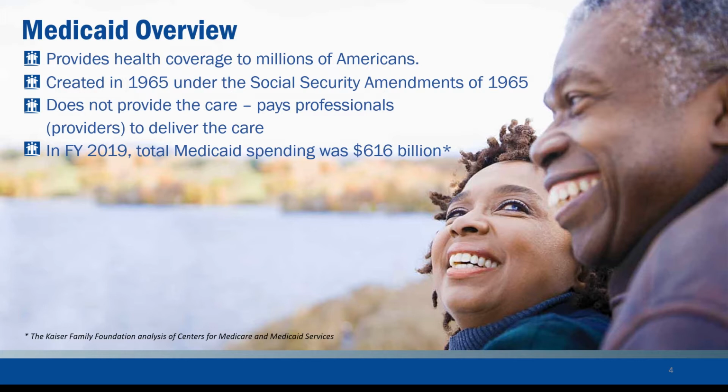Although the federal government establishes certain parameters for all states to follow, each state administers their Medicaid program differently, resulting in variations in Medicaid coverage across the country. One thing to note is that Medicaid does not provide the care. Instead, it pays professionals, in this case providers, to deliver the care. In FY 2019, total Medicaid spending was $616 billion.